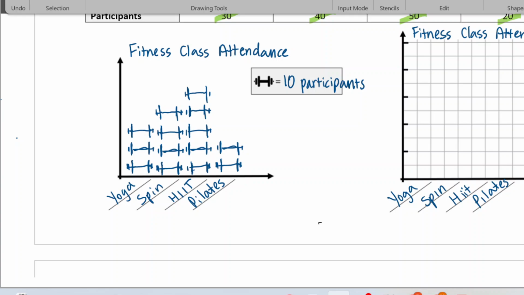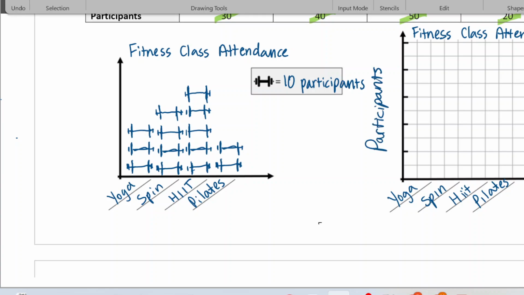We can see the most popular and the least popular right away from this data set just by looking at the pictures, right? The most popular is HIIT, the least popular is Pilates. Let's make a bar graph. So I want to make sure I choose to go up by something. So participants is going to be here.